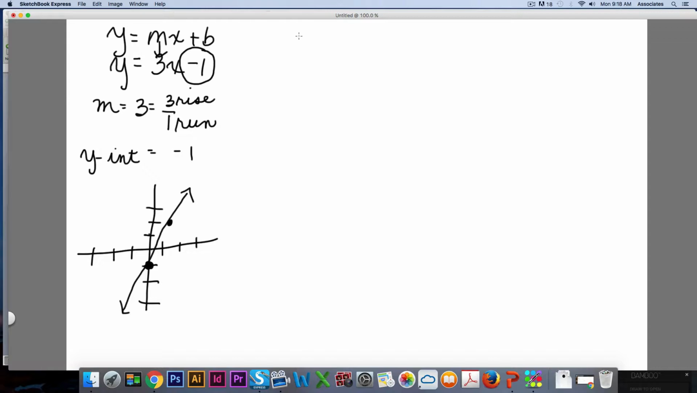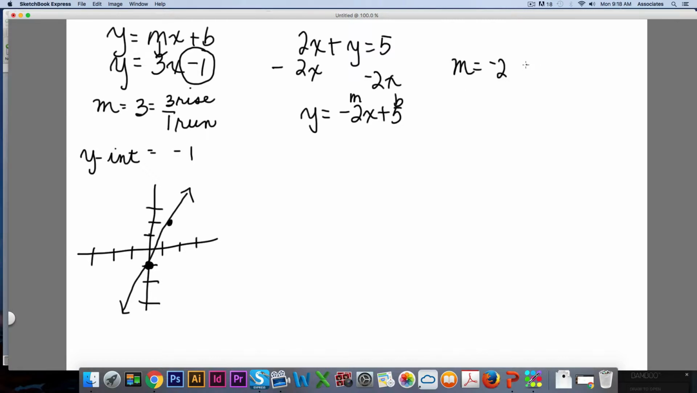The second example said 2x plus y equals 5. The first thing you have to do is solve it for y to get it in this format. So I'm going to subtract 2x from both sides. So I get the equation y equals -2x plus 5. That tells me again, this is the m, this is the b. So my slope is -2. Make it a fraction. I'm going to choose to make it -2 over 1. The y-intercept is 5, and that's the b.